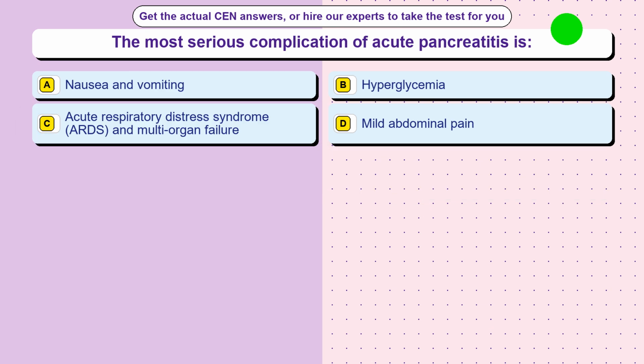Question 15. The most serious complication of acute pancreatitis is: Option A. Nausea and vomiting. Option B. Hyperglycemia. Option C. Acute respiratory distress syndrome, ARDS, and multi-organ failure. Option D. Mild abdominal pain.